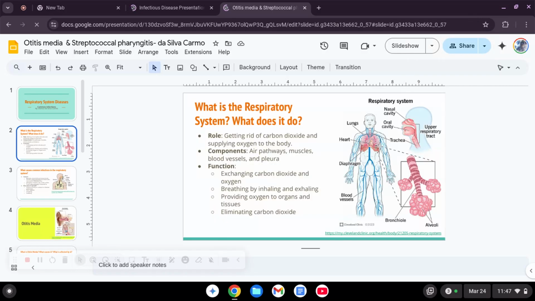What is the respiratory system and what does it do? The respiratory system is in charge of eliminating carbon dioxide, which is a waste product of metabolism, and supplying oxygen to the body. The components of the respiratory system include the air pathways, muscles, blood vessels, and the pleura.